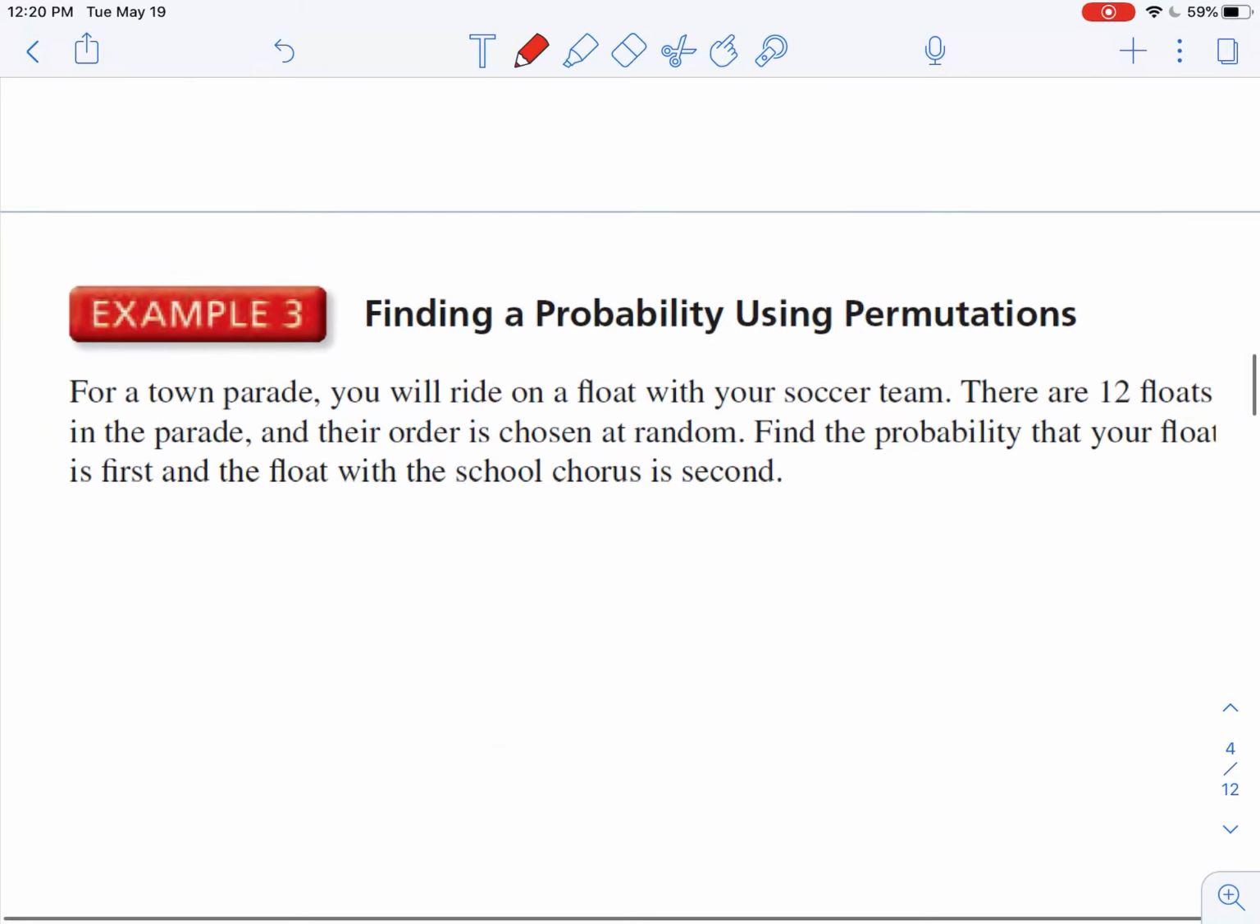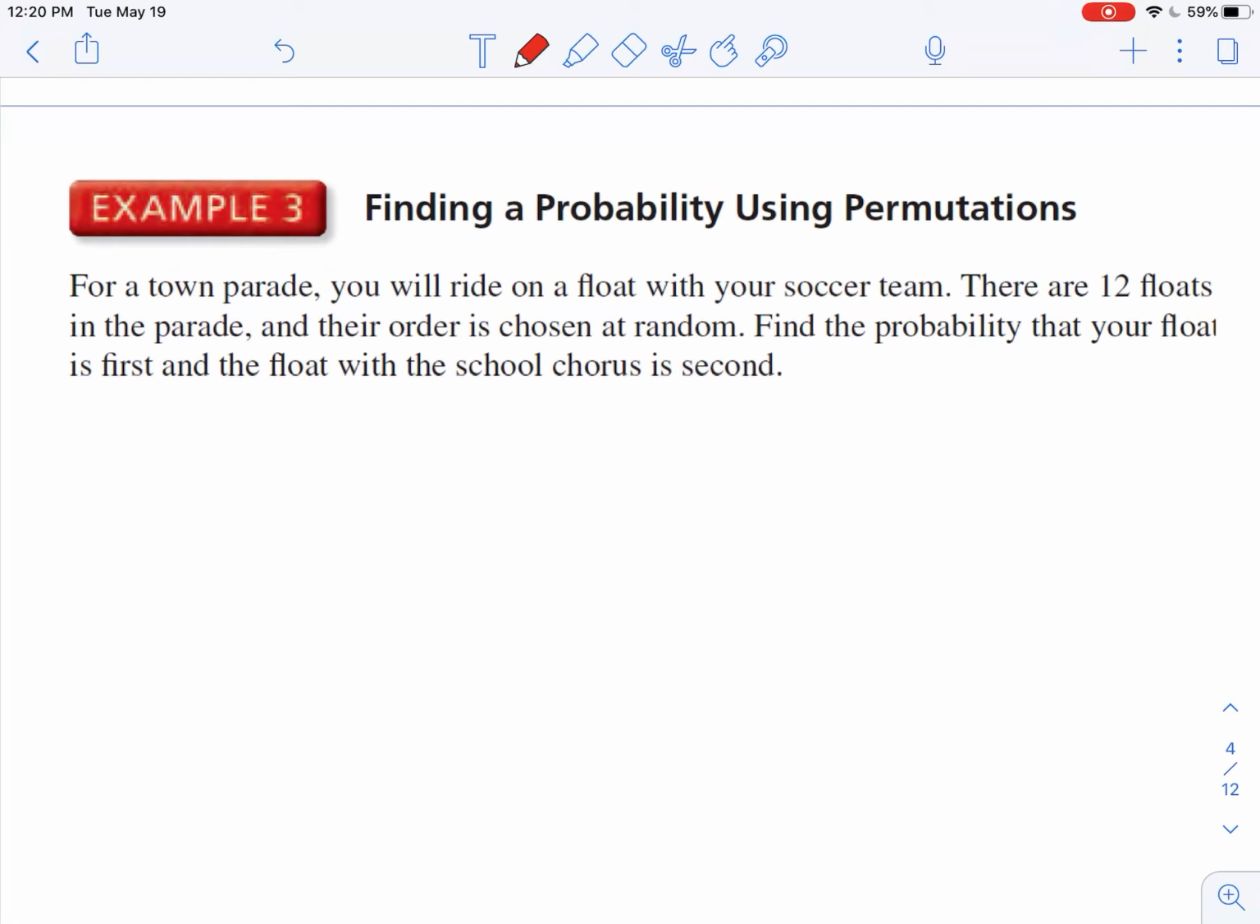Now, let's consider a different problem here. So this is where we're using probability and permutations together. So keep in mind, Unit 10, we're using this idea of probability. Now we're going to incorporate the idea of permutations. So for a town parade, you will ride on a float with your soccer team. There are 12 floats in the parade, and their order is chosen at random. So find the probability that your float is first and that the float with the school chorus is second.